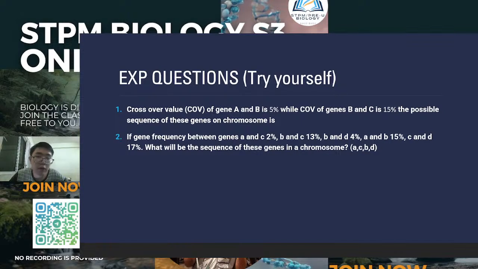For those who just came in, you can try to answer this question. This question is about genetic mapping. What is genetic mapping? It is a way to measure the distance and find the location between the genes, and this one is about the COV value. The question already gives you the COV values, so you can work out how to answer it.